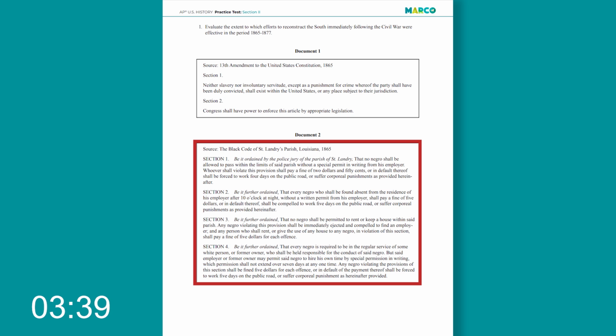Okay, section 4, payments, corporal punishments. Okay, so that African Americans are required to be in the regular service of some white person. Wow. So this is the end of slavery, but they're requiring in 1865 a re-enslavement of African Americans. So this is kind of like slavery isn't really over, which is one of the themes of Reconstruction, right? It's like slavery kind of kept continuing on.